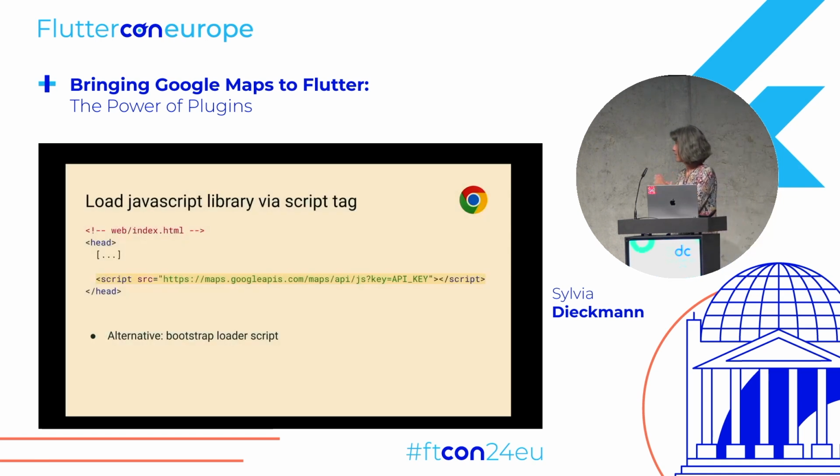Last but not least, the web. Here I'm loading the Maps API, again with the API key, and I'm using that as a script tag. Nowadays, Google recommends to use a bootstrap loader script. When I tried that a few weeks ago, I ran into some issues, but it might well work now.